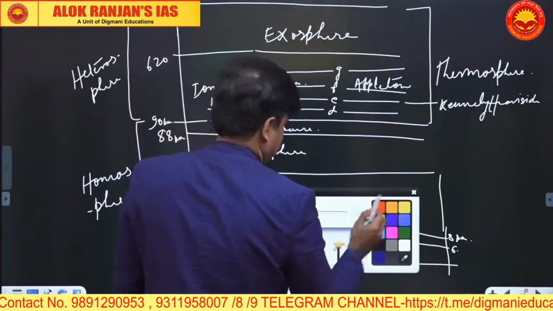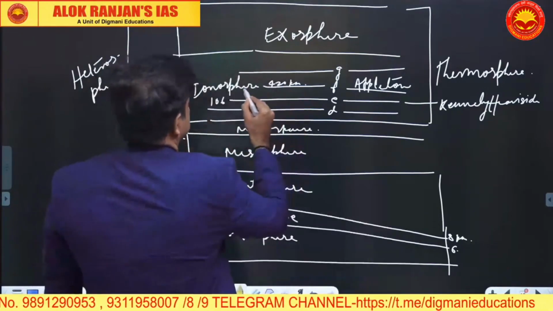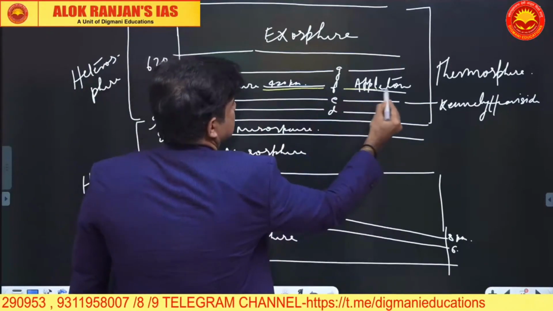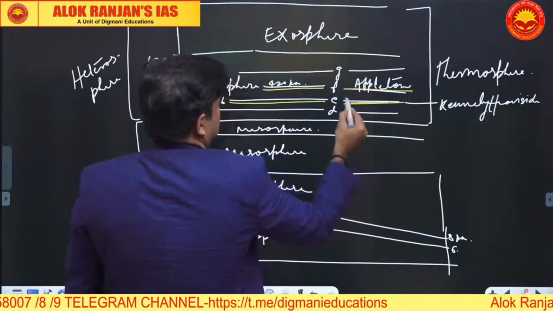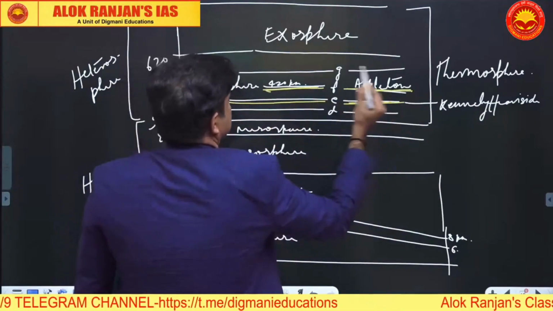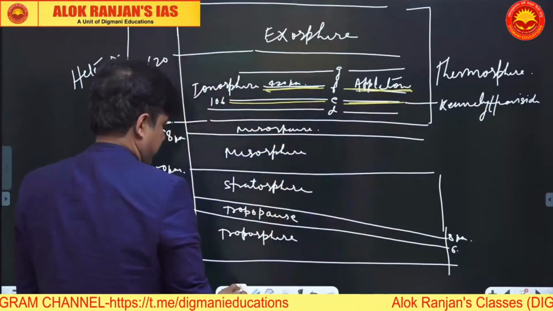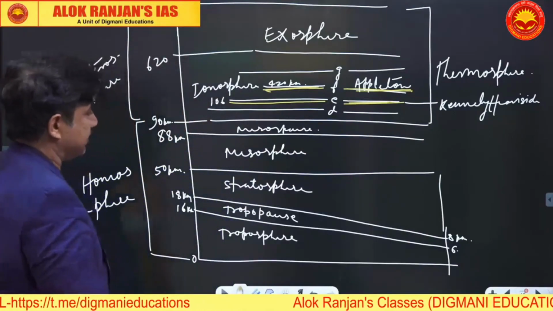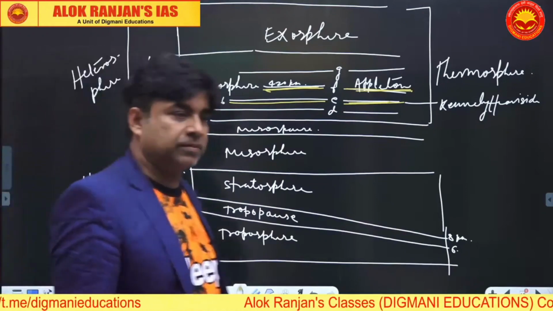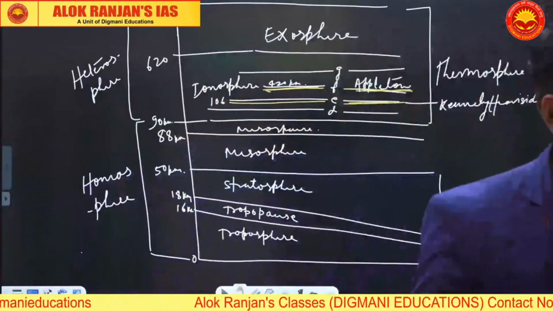Using a different color. This layer and this E layer. This is very important. These two layers are very important. Create this diagram.